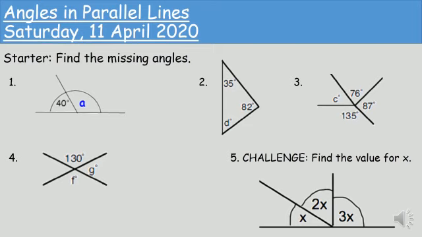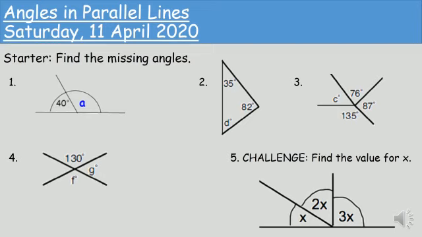But how can I find angle G? If you can see, 130 and angle G form supplementary angles on a straight line. So in this case, if I want to get G, I'm going to say 180 minus 130, like what we did in example 1. I'm going to get angle G.